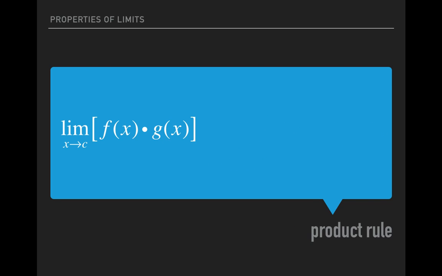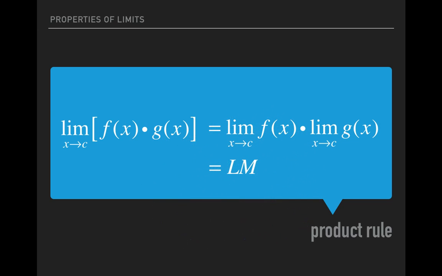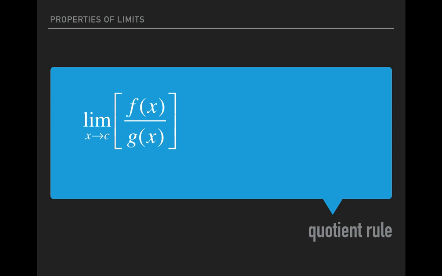Now we talk about the product. Okay, if you have 2 functions that are being multiplied and you're wanting to take the limit of them, just take the limits separately and multiply the result together. In this case, that would be LM, which are my initials. That's awesome. I just realized that, like, in this moment. Okay, back to business. That was the product rule.